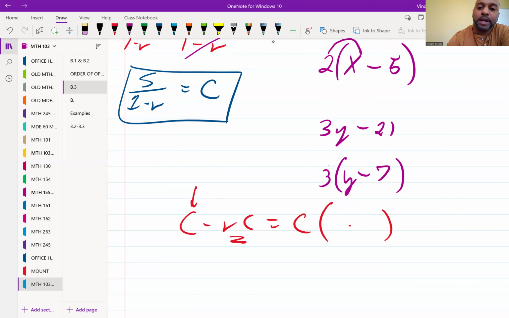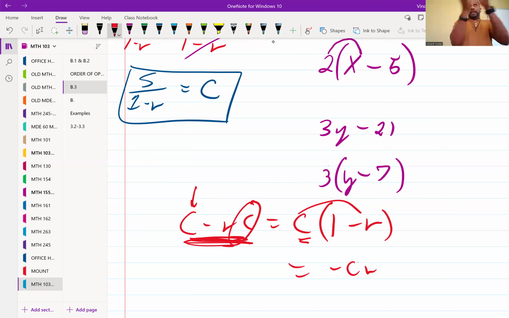Because now if I do that, when I multiply this out, what am I left with? Negative CR. I have to get this back, so there has to be something right here. This one? That's what I'm saying. When you pull it out, you're asking what the common term is between both of these terms, and you bring that one to the front. So now, don't forget your distribution.